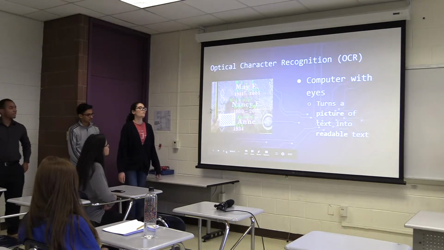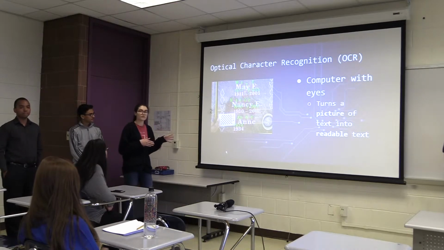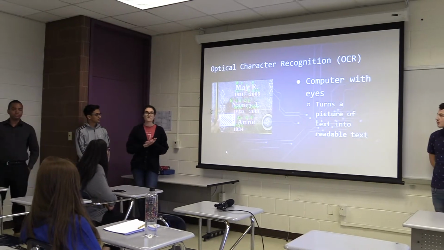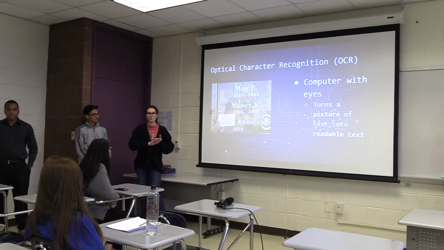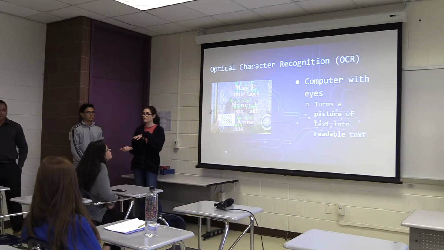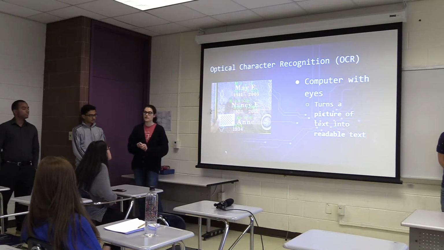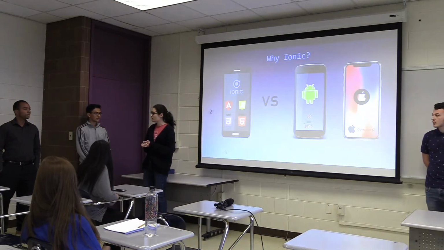Hi. So one of the main technologies that we're using in this app is OCR, or optical character recognition. Basically it gives the computer eyes. It allows it to read a picture and take that text and put it in a form that the computer can actually read and understand. So the OCR allows us to take a picture of something and take that text and send it off to our database. So I'll pass it off to Harsh, and he'll be explaining what Ionic is.